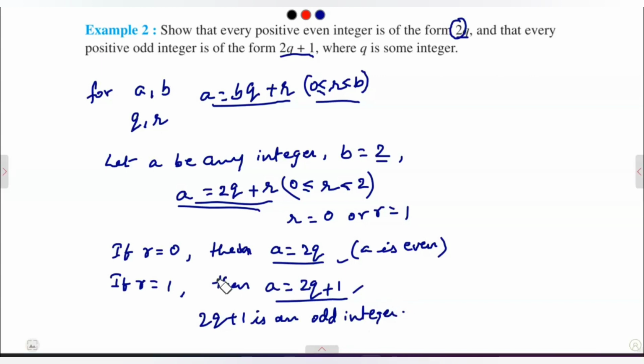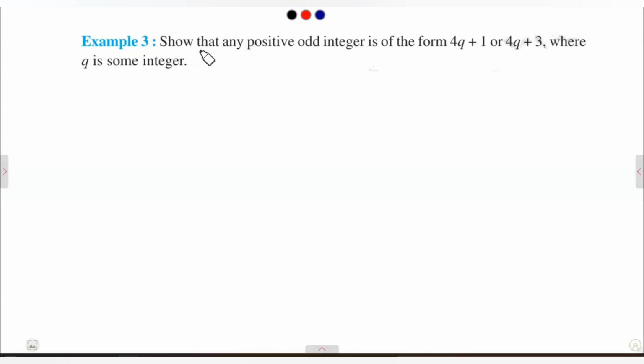In that way you can prove this by applying the division lemma. Let us see the third example. The third example is, show that any positive odd integer is of the form 4q plus 1 or 4q plus 3, where q is some integer.